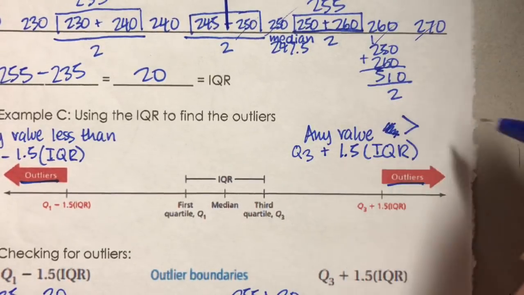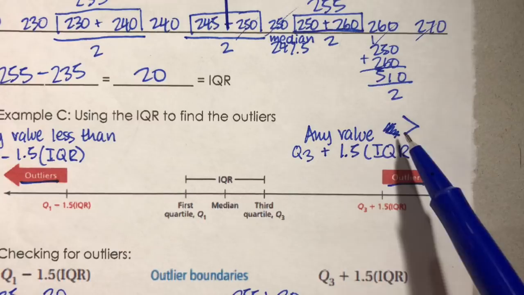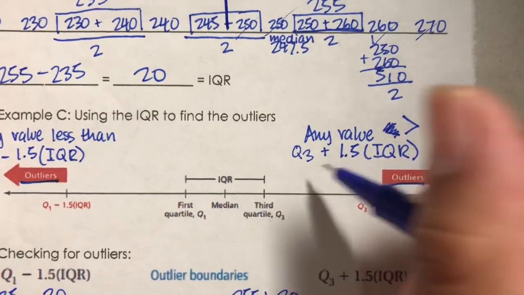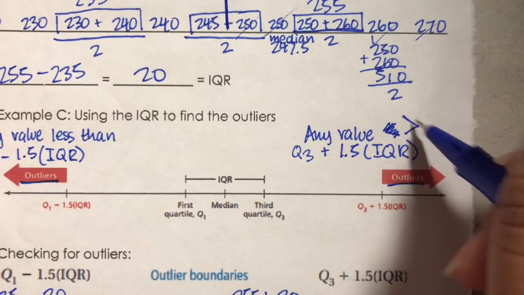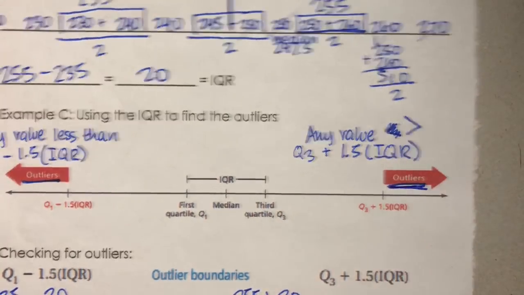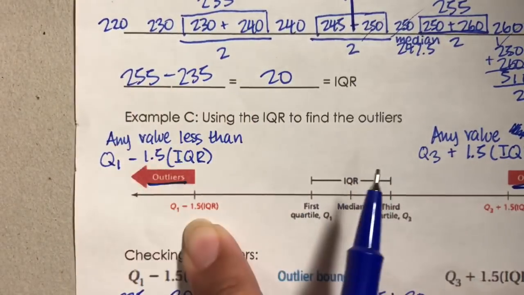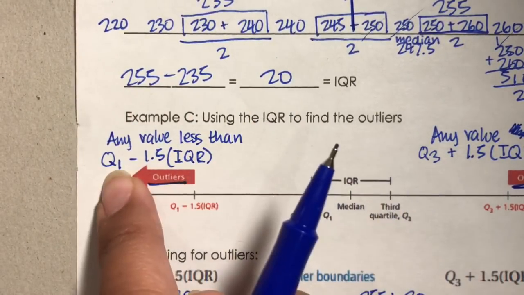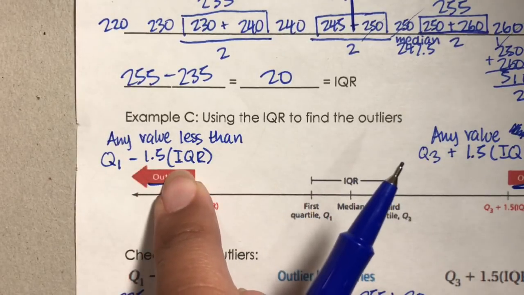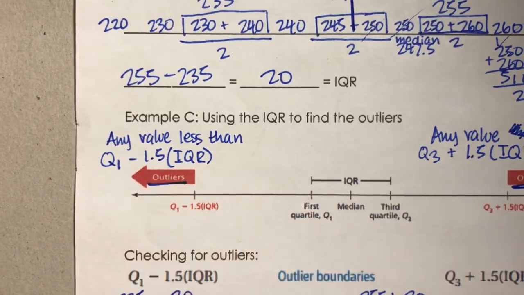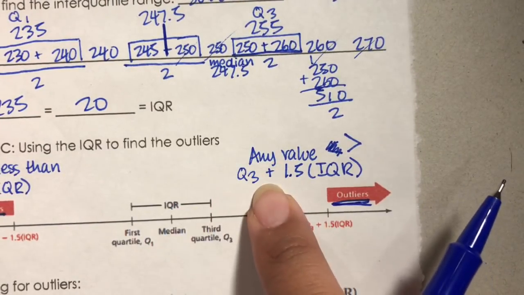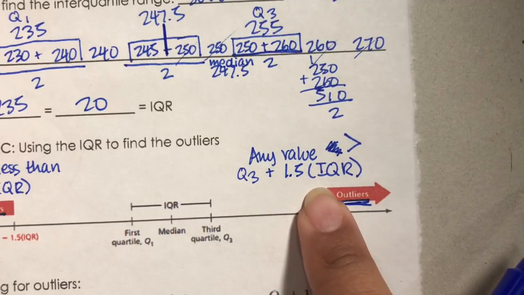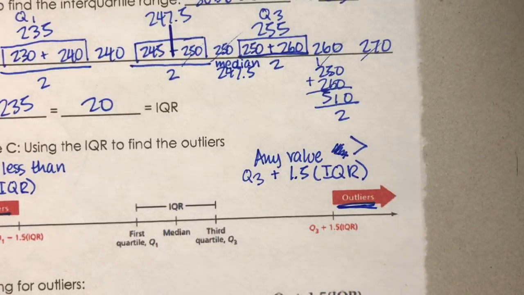So there's no outlier. Let me repeat that again so you don't copy down the mistake that I made. Any value that is greater than the third quartile plus 1.5 times the IQR is considered an outlier, not less than. That's the one over here. Okay, so any value less than the first quartile minus 1.5 times the interquartile range is considered an outlier. Any value that is greater than the third quartile plus 1.5 times the interquartile range is considered an outlier.